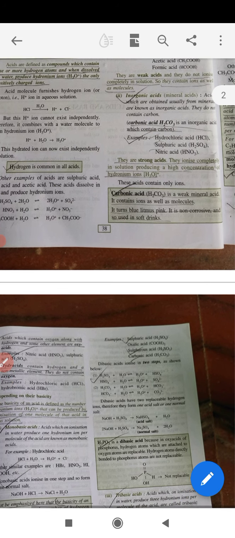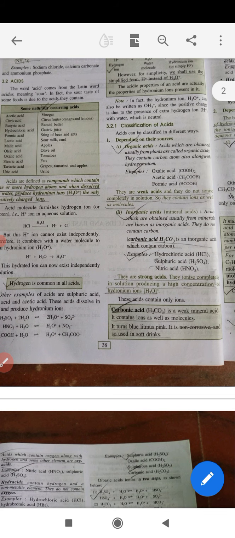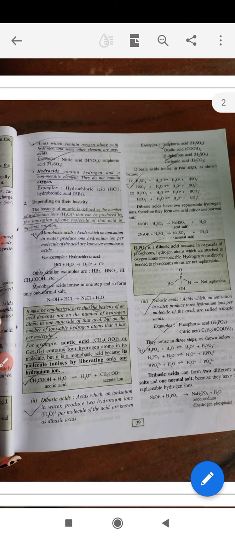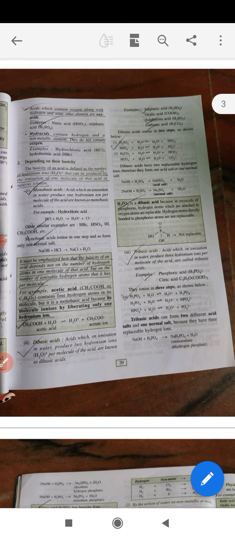Acids are classified as organic and inorganic. I think you can understand, there is nothing to explain. The second point is that the category depends on their basicity. Basicity means, students, suppose HCl, when it dissolves, it will form H plus and Cl minus. So one H plus means it is monobasic. The number of H plus provided by that acid, how many H plus it will produce, that is called the basicity.